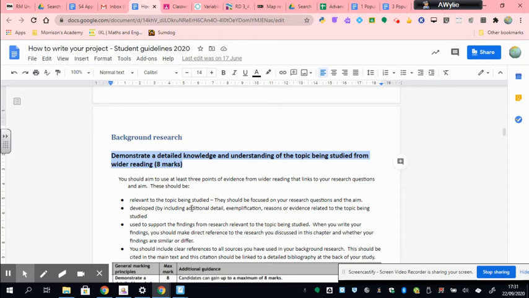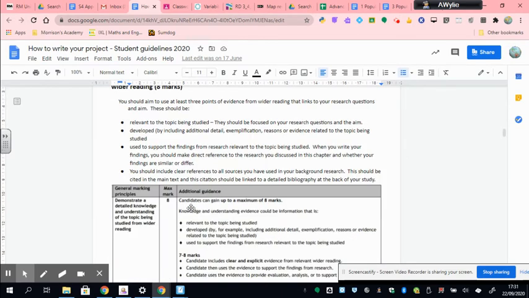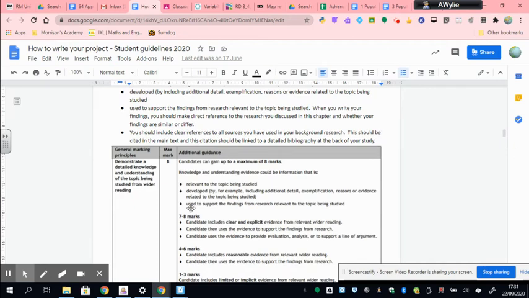But before we look at the actual points, let's just have a little look at the marker's guidelines that the examiner will look at when they read your background research. So they're not necessarily looking to the background research to see this, because they'll actually spot this first of all in your introduction, but then it will be fully developed in your background research.